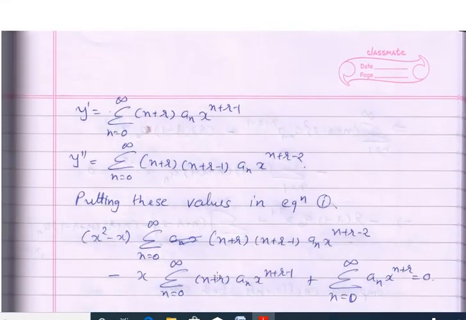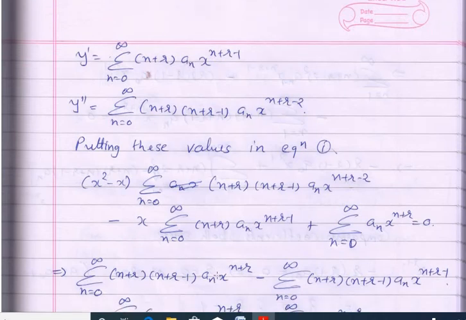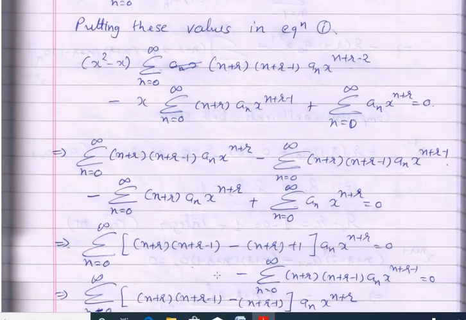From that we are going to find y dash and y double dash, and we are going to put all values in equation 1. Now if you are going to put in equation 1, then sigma x square minus x into sigma n plus r into n plus r minus 1 a n x raised to n plus r minus 2 minus x into sigma n plus r a n x raised to n plus r minus 1, and the last one will be sigma a n x raised to n plus r is equal to 0.